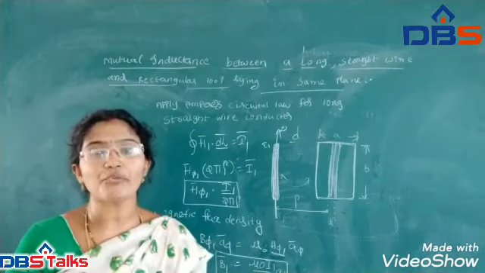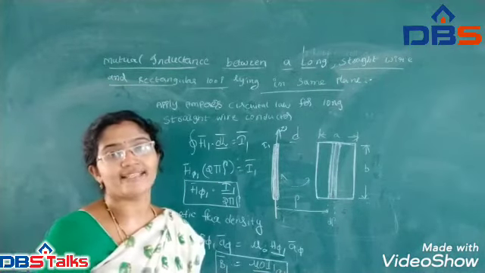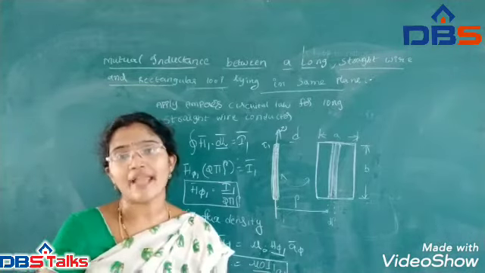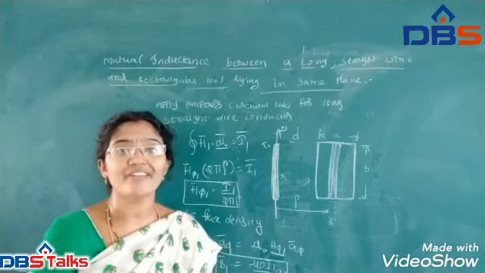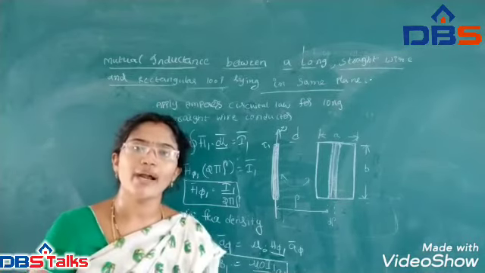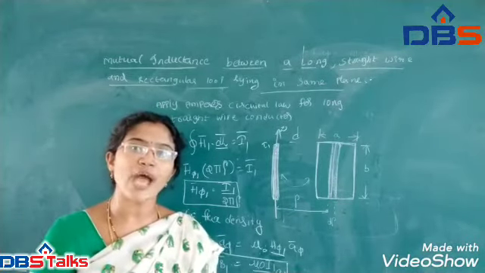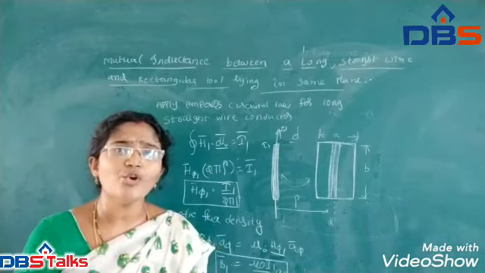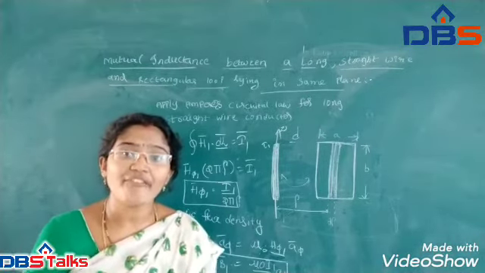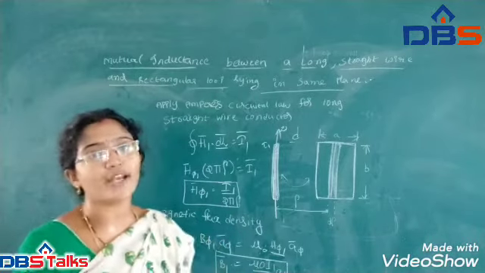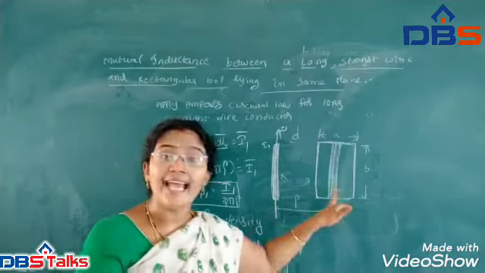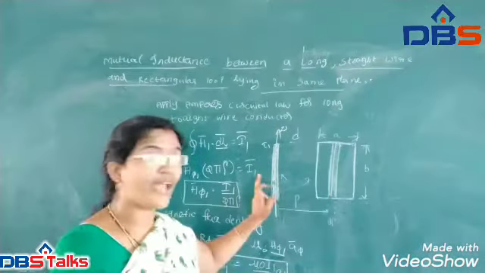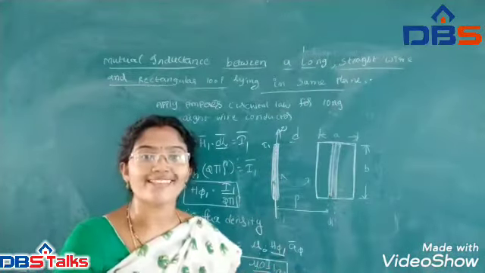Whenever you have to find the mutual inductance value M12, you want lambda 12 by I1. Lambda 12 is nothing but the flux linkages between the two conductors. That's why first you have to find the lambda 12 value. You can take lambda 12 as the integration of the flux density. Here you take the flux linkages in the rectangular loop due to the current in a long straight conductor.